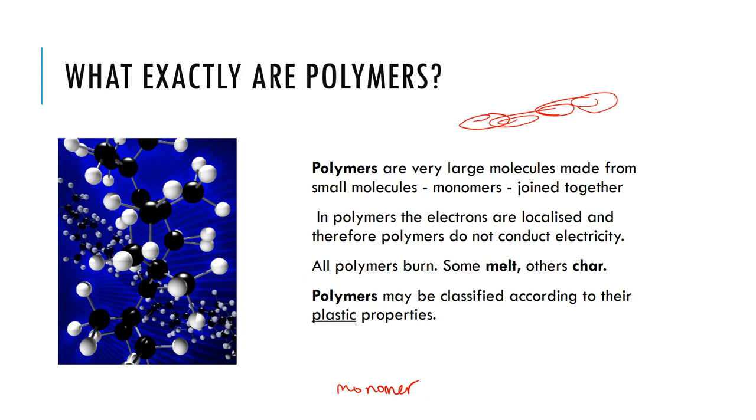Some polymers burn, some melt, others char or turn all black and give off bad smoke when they tend to be used. We don't need to know these properties that much in IB, but it is worthwhile noting that the properties of the polymer are very different to the properties of the monomer from which it is made.